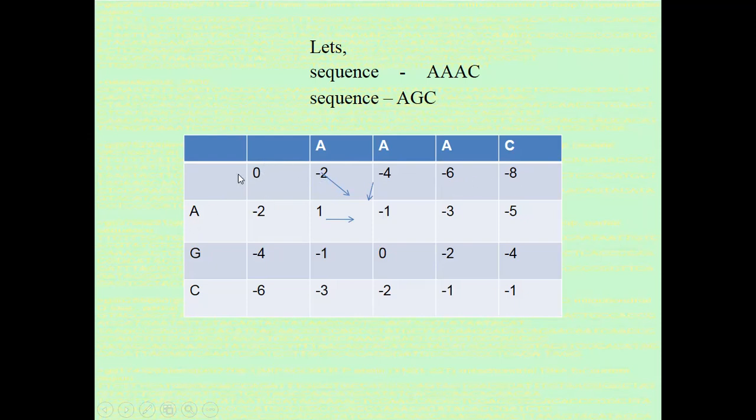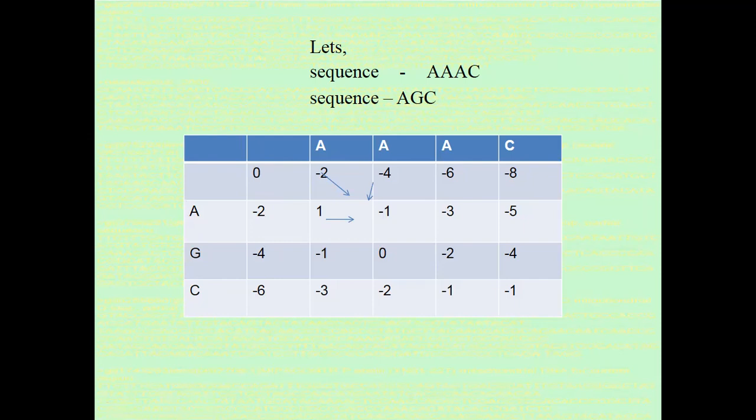Similarly, A with this gap, G with this gap, C with this gap, we add -2 every time. So we have these columns. Once again, we have this sequence AAAC, AGC. We place a 0 here as per the rule. Now we have to fill the matrix.